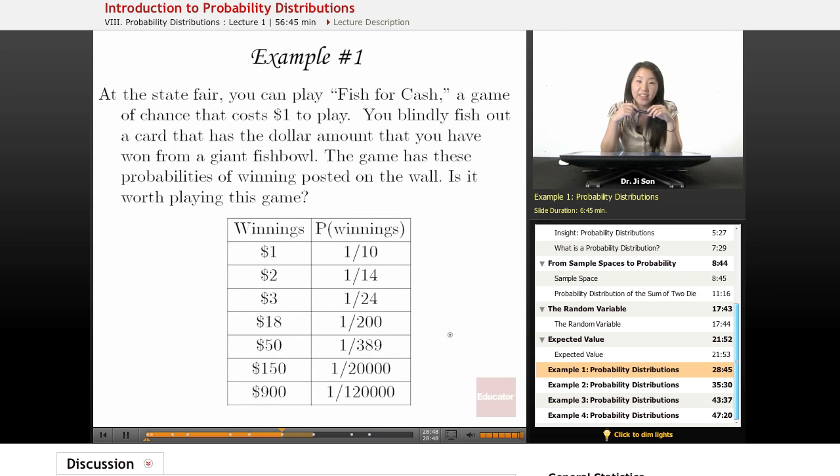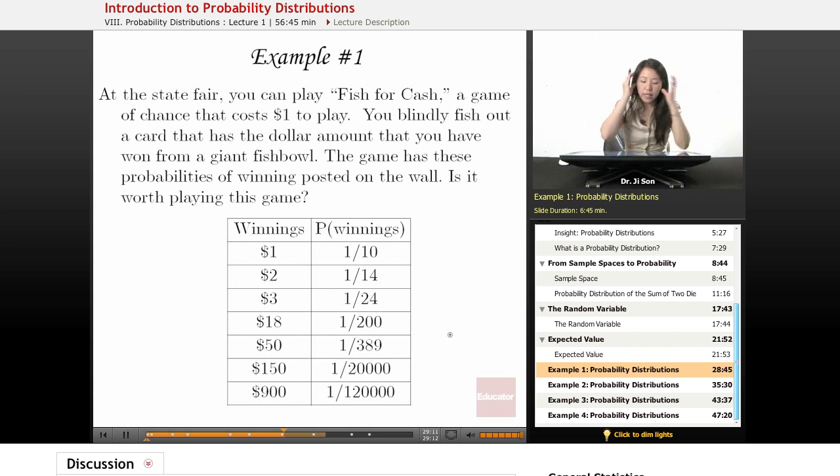And so now let's move on to some examples. We have all the tools of the game. All right. So in example 1, at the state fair, you can play Fish for Cash, a game of chance that costs $1 to play. You blindly fish out a card that has a dollar amount that you have won from a giant fishbowl. The game has these probabilities of winning posted on the wall. Is it worth playing this game?